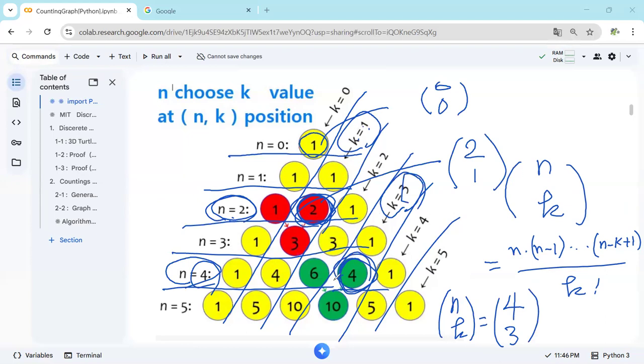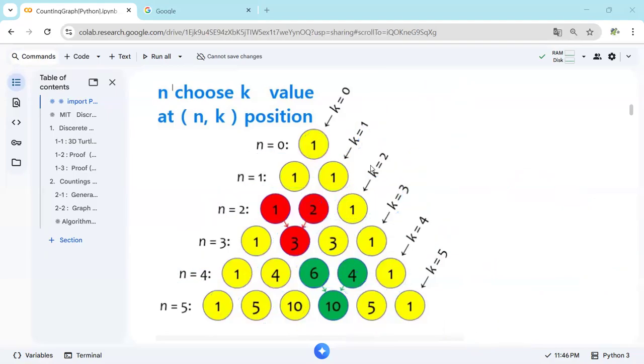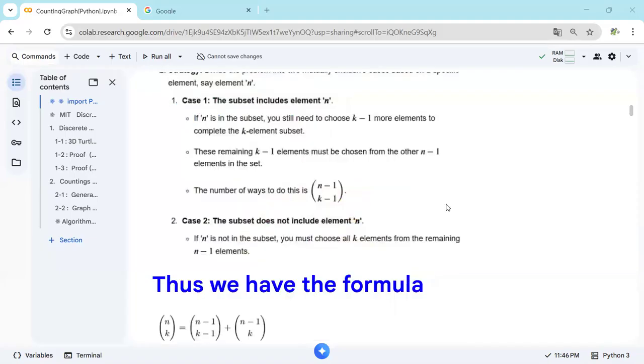So in this way, if you think about the Pascal triangle like this, by assigning the coordinate for each position, n coordinate and k coordinate, and that value is n choose k. Okay. Then there is an interesting relationship in Pascal triangle. So that is the Pascal identity. So let's talk about this.